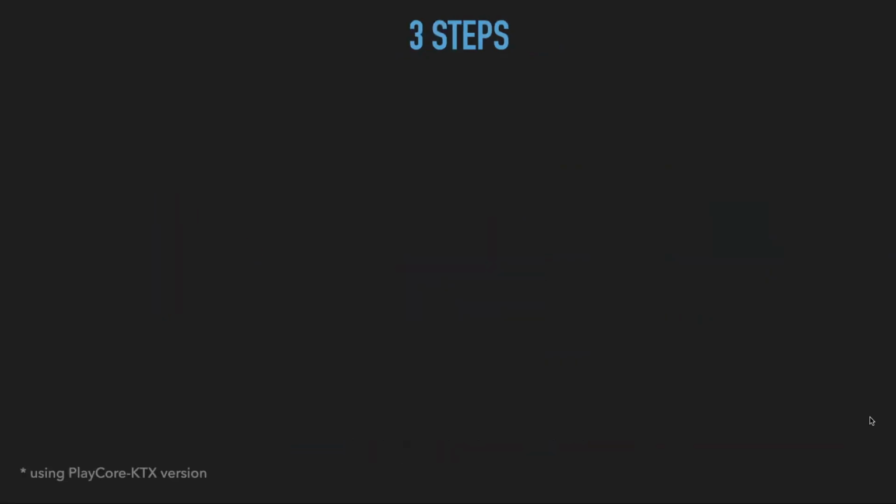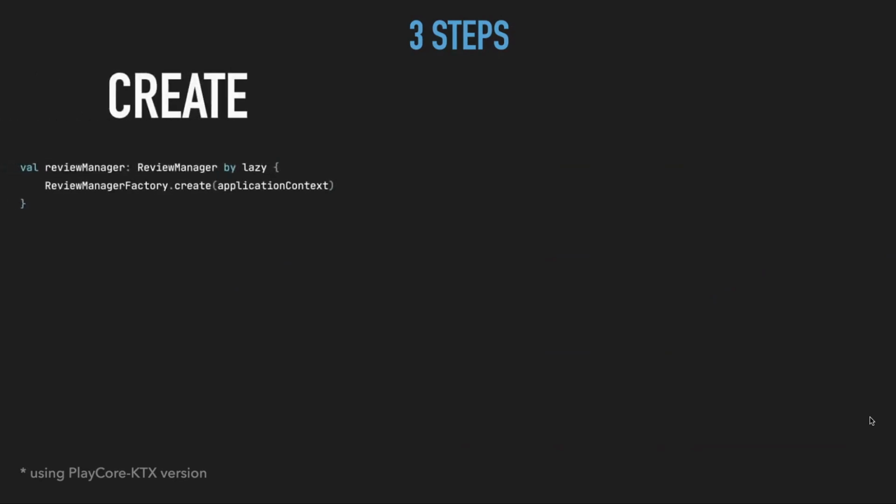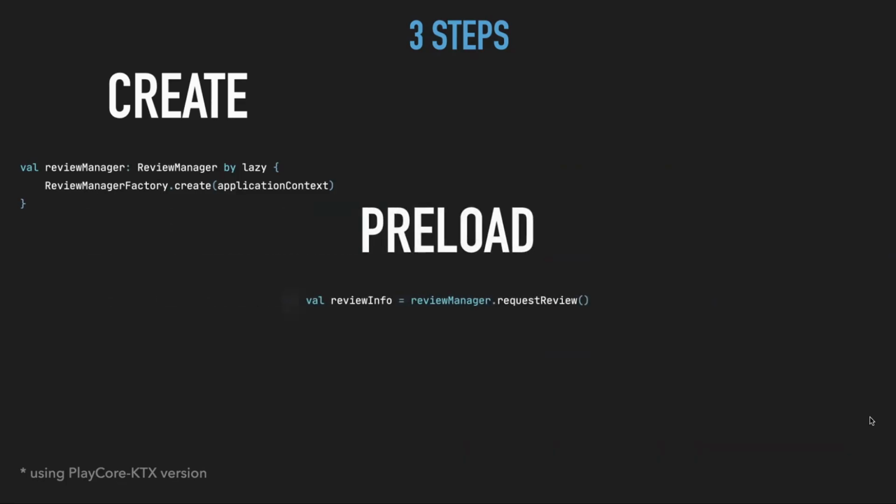Then the integration steps are pretty simple. There are 3 main steps. One is the creation of the instance for the review manager. So basically, you pass the application context into the review manager factory to get an instance of the API that will allow you to then call the request for a review. This step we call preloading, because you are requesting from the Play Store that your application wants to trigger a review at some point in the future.